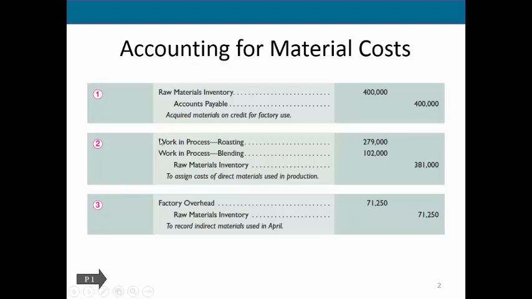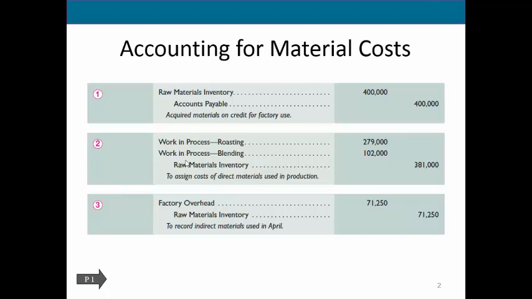Here it's important to note that we're going to track which work in process department our materials are going to. So we've got some that are going to work in process for roasting and some that are going to the blending work in process account. Again, this is just transferring from one asset category to the other.